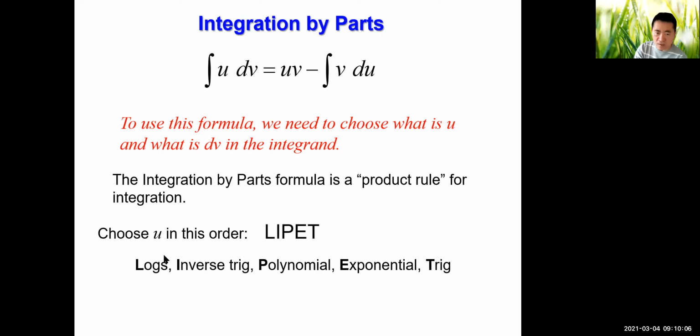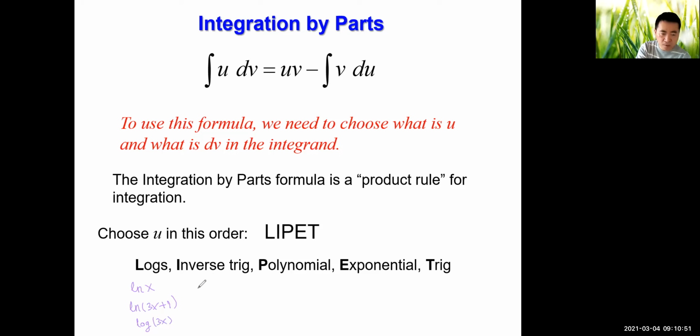If you look at the function and you see the log, that will be your u. If you don't see the log, then you try to look for the inverse trig, and etc. So I'm going to give you some examples here. For the log function, you are looking at maybe natural log of x, right? Or maybe you have the natural log of 3x plus 1, okay? Or sometimes you have the log with other base, the log of 3x, say. So those are log functions.